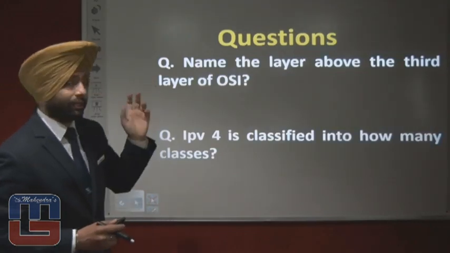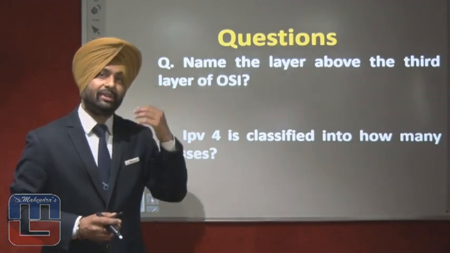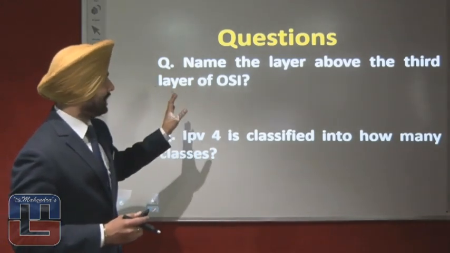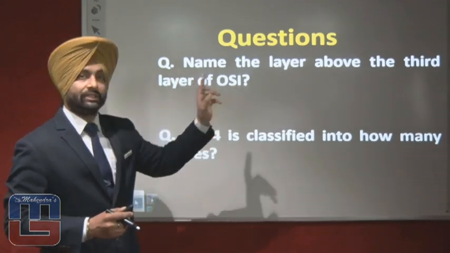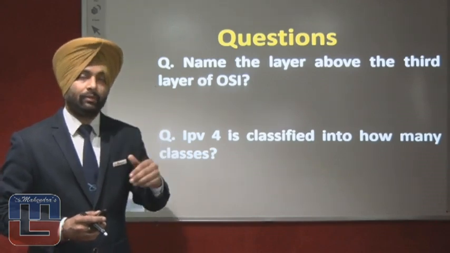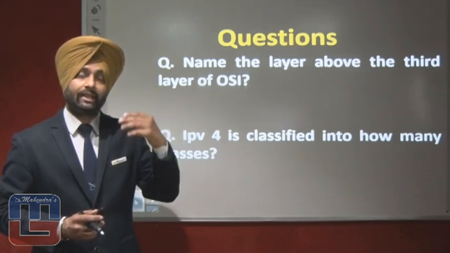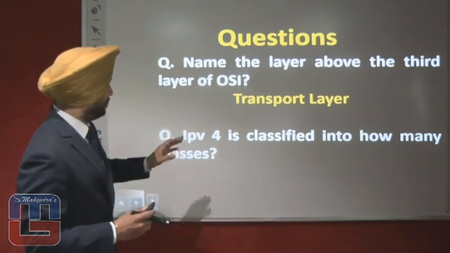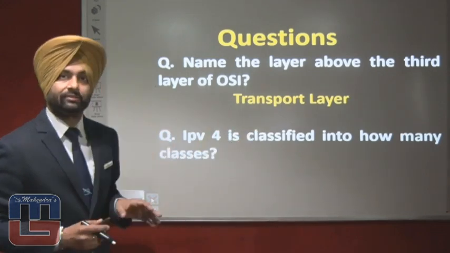Okay, we have the questions here. Name the layer above the third layer of OSI. Now, memorize that 7-layer architecture and try to name it. The question is demanding the name of the fourth layer. First one, physical, then data link, then network, and then, yes, it is the transport layer. Very good.